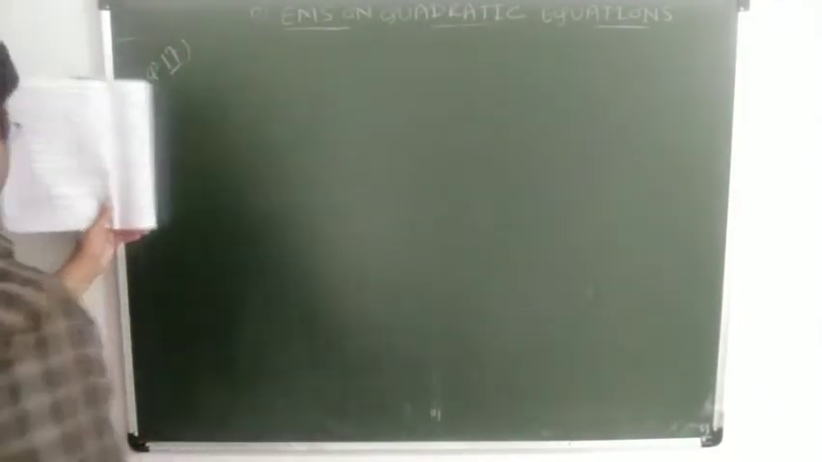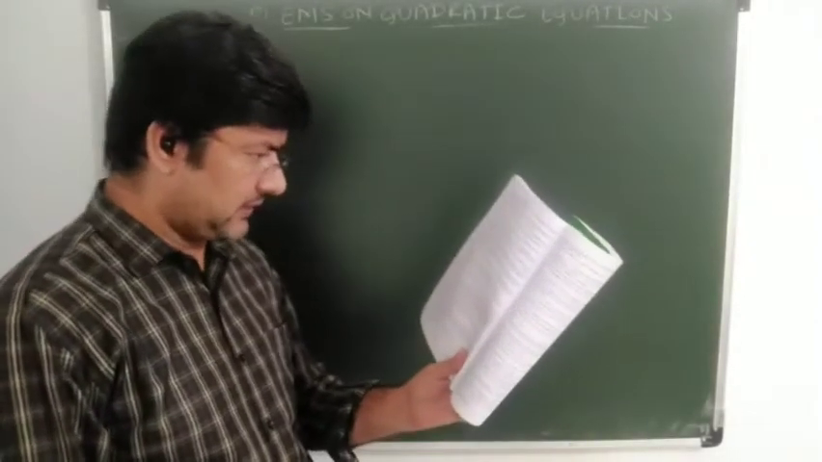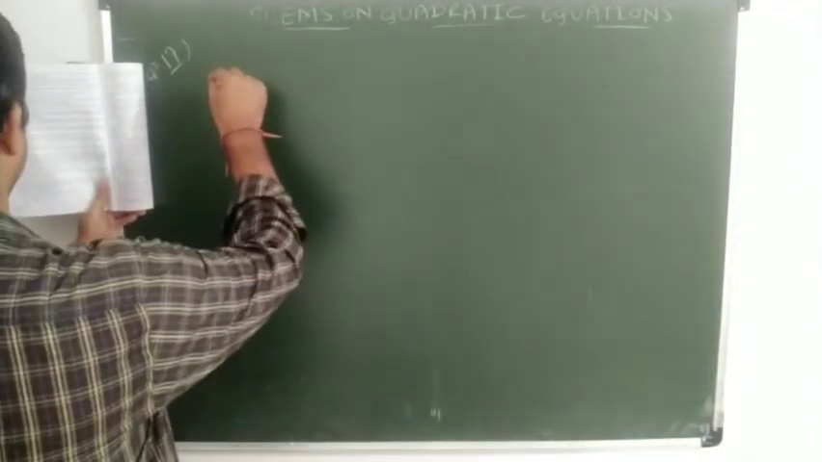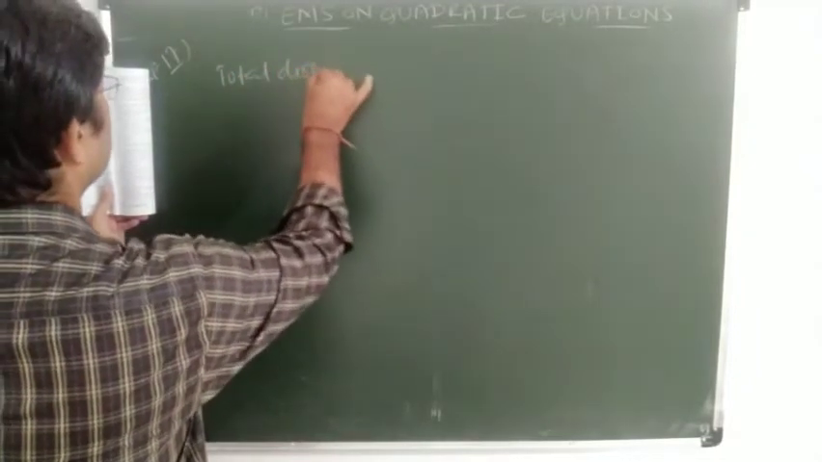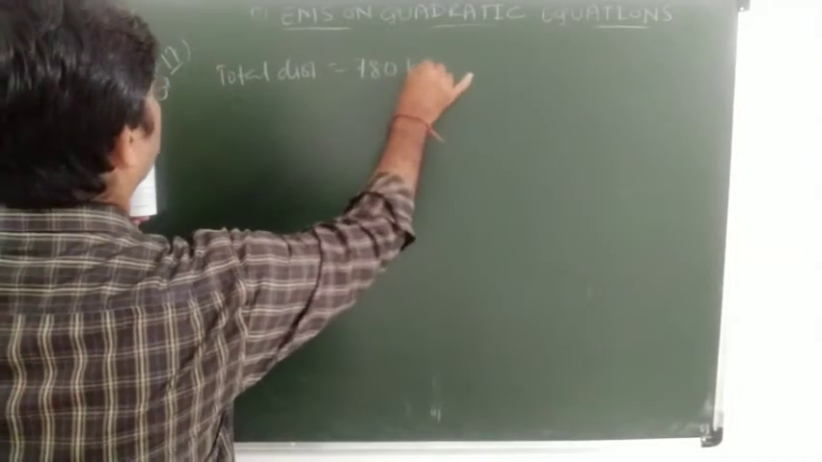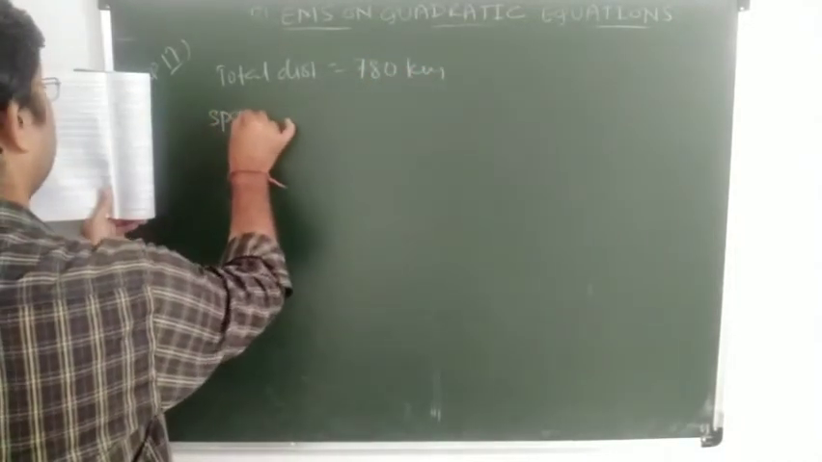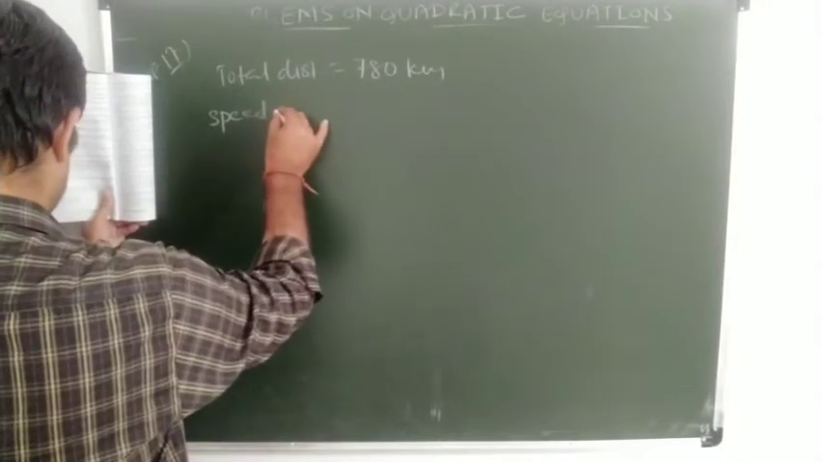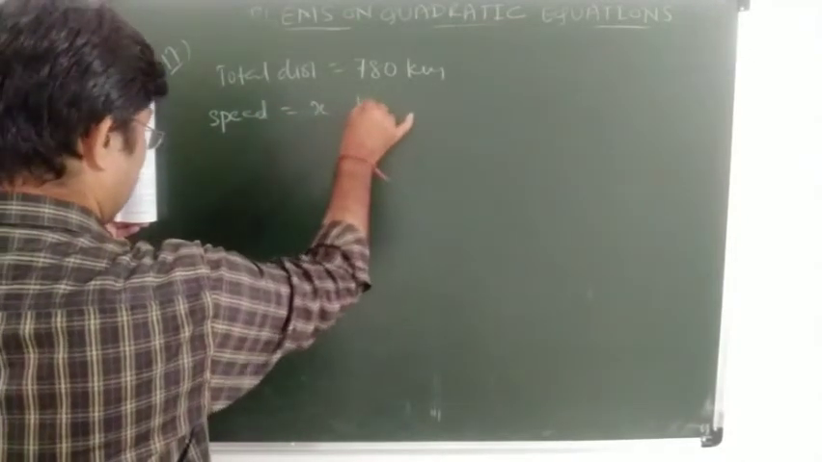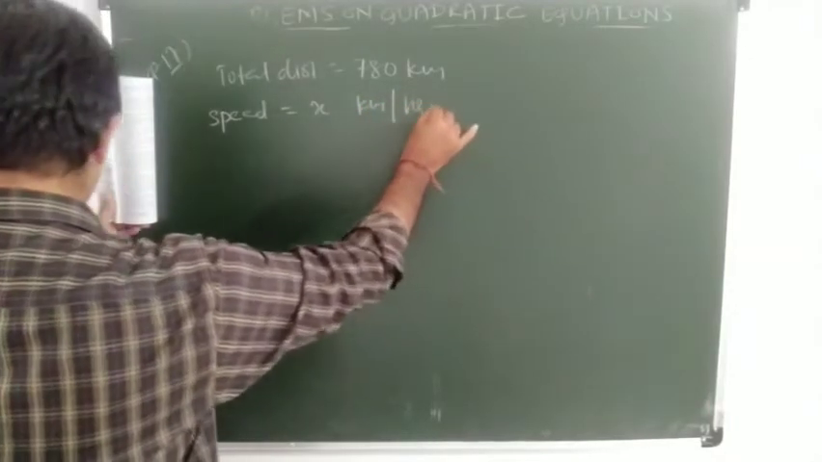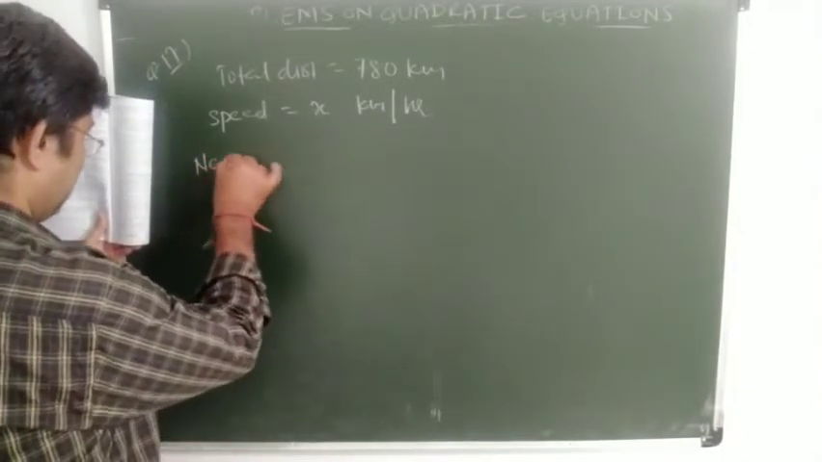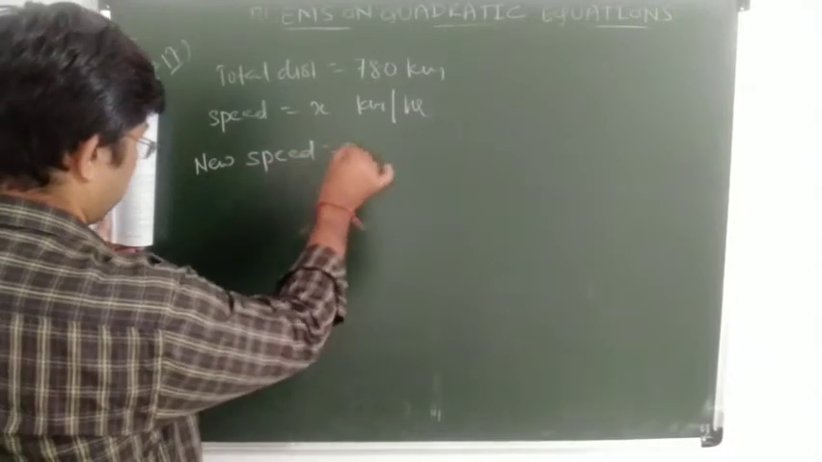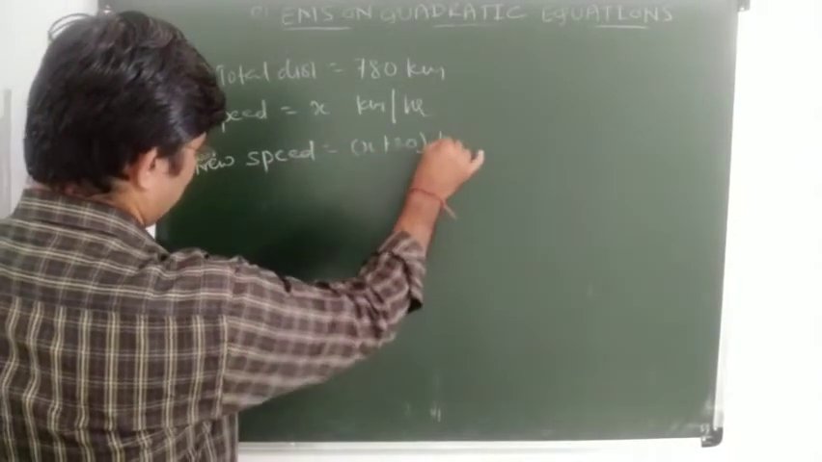Question number 17. A train covers a distance of 780 km at a speed of x km per hour. Total distance is given, total distance is 780 km. Speed is given to be x km per hour. Had the speed been increased, let us denote the new speed by x plus 20 km per hour.